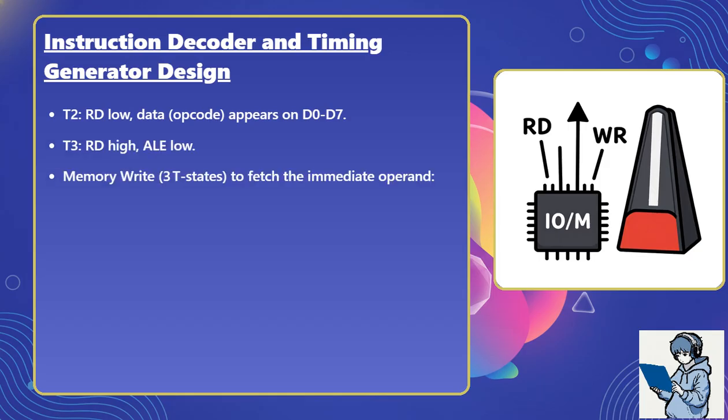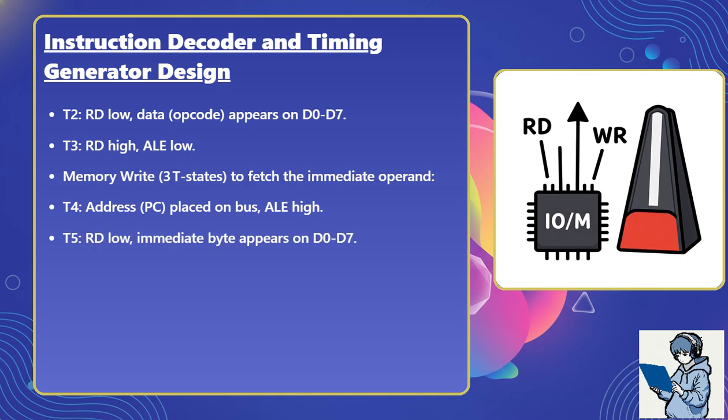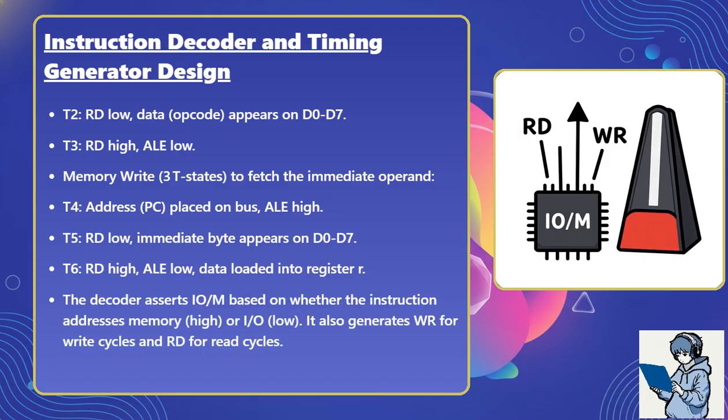Memory read, 3 T-states to fetch the immediate operand. T4: address PC placed on bus, ALE high. T5: RD low, immediate byte appears on D0 to D7. T6: RD high, ALE low, data loaded into register R. The decoder asserts IO/M based on whether the instruction addresses memory, high, or IO, low. It also generates WR for write cycles and RD for read cycles.